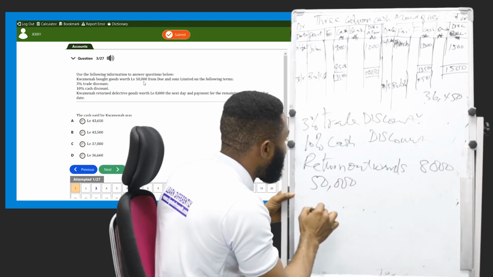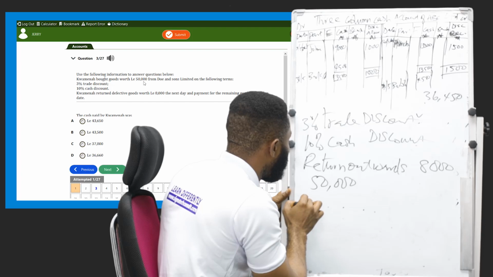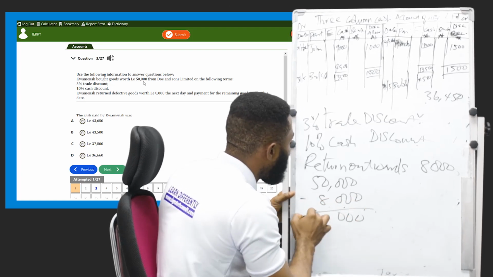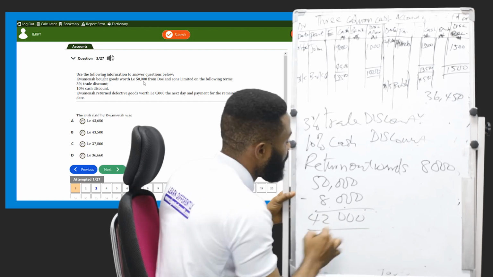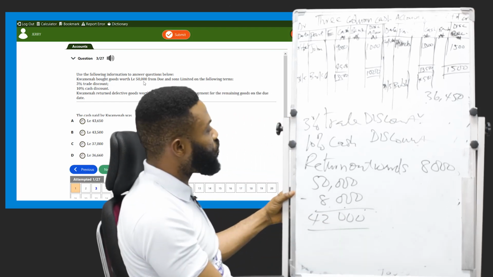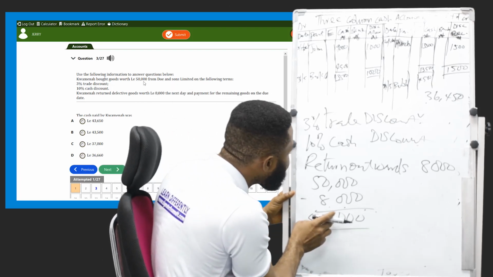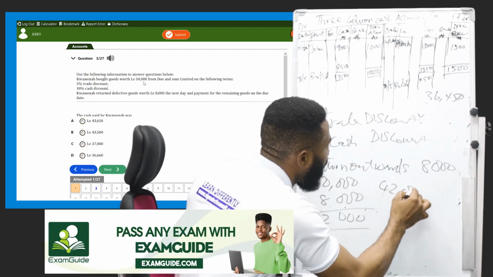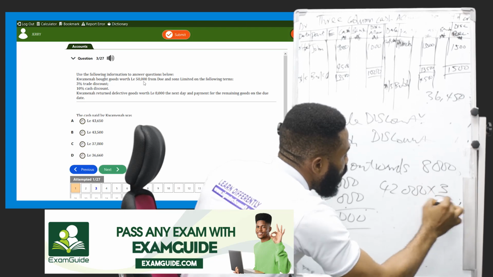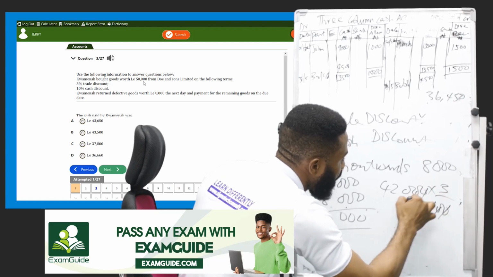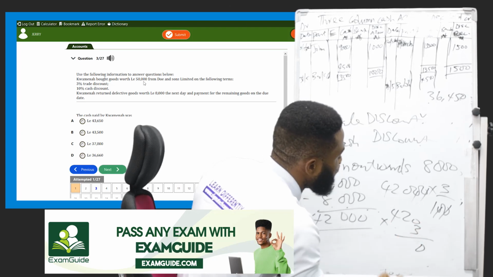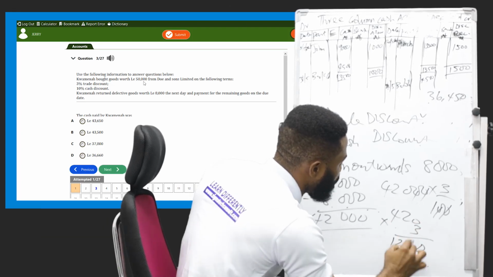Let's remove 8,000. If you subtract 8,000 from this, you are going to be left with what? 42,000. So 42,000 is what we are working with. Now calculate 3% of 42,000. 3% of 42,000 is 42,000 times 3 all over 100. So it's 420 times 3. This is 0, this is 6, and this is 12.